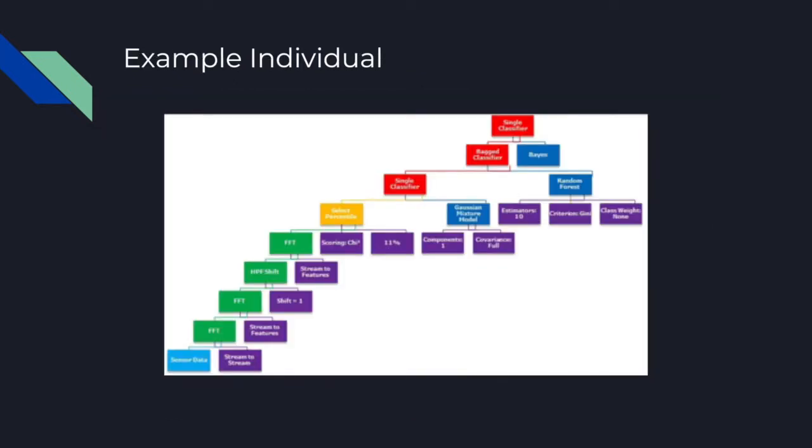In EMADE, individuals exist as trees of classifiers and primitives. Data enters the tree at the bottom and is processed as it moves towards the top. At the very top of the tree, a final classification is made.